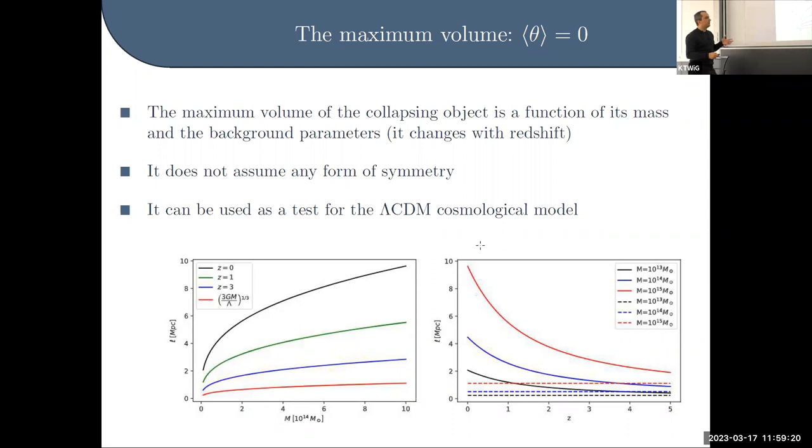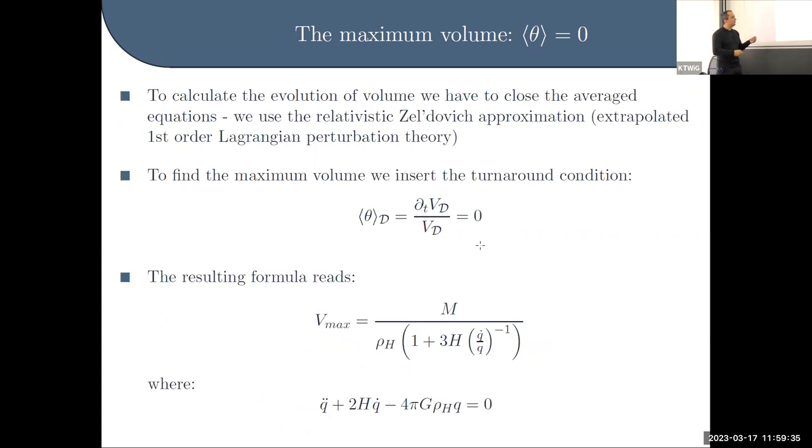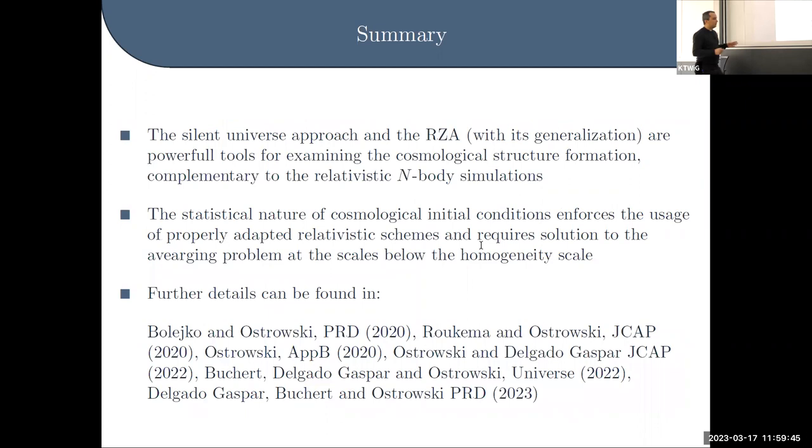However, our method is not only more general in the sense that it allows for arbitrary domains, but it also allows for testing in different cosmological backgrounds, which we can do by just putting in different Hubble parameters. That brings me to the conclusions.